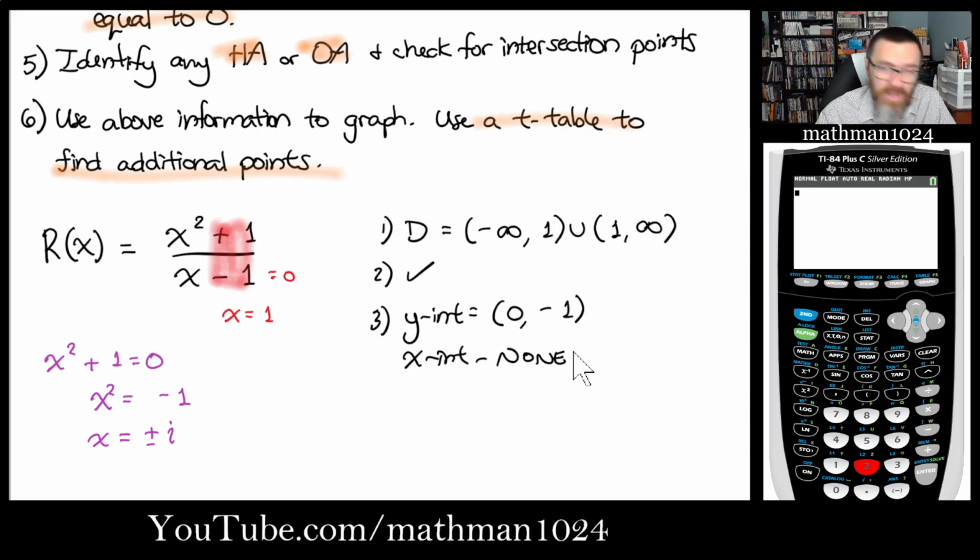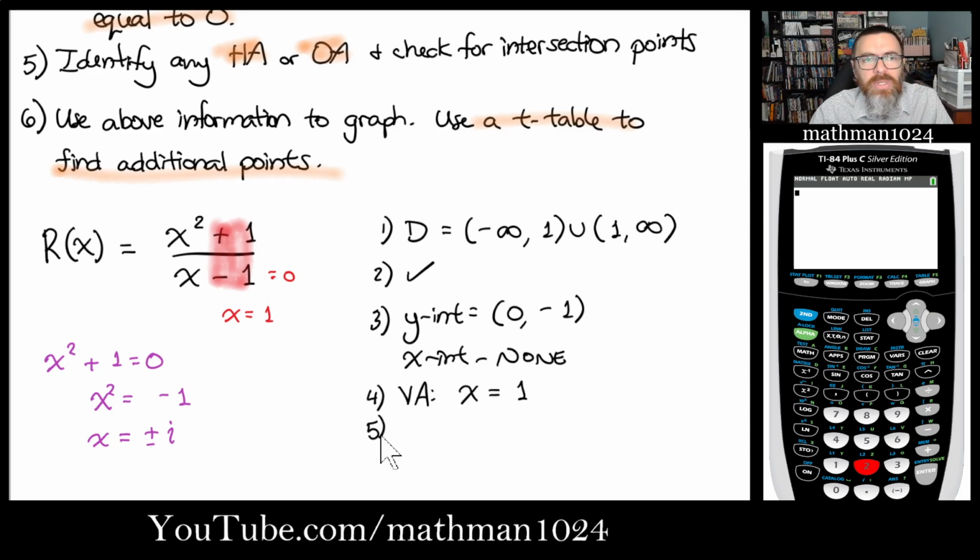Step 4 is to find the vertical asymptotes by setting the denominator equal to 0. So that's in the reduced form, which is what we have. So step 4, my vertical asymptote, is going to be x equals 1. That seems to make sense. That's where we have the issue with our domain.